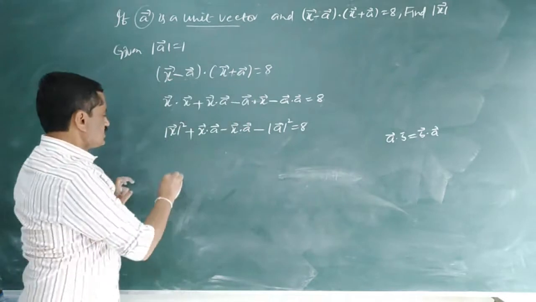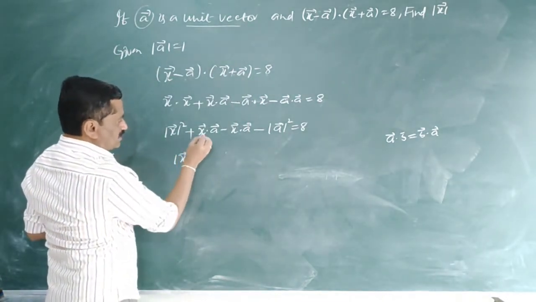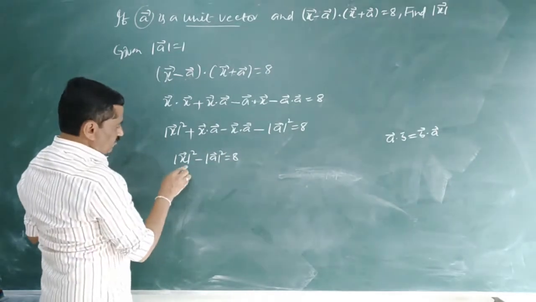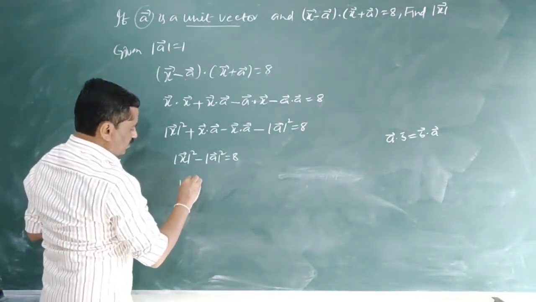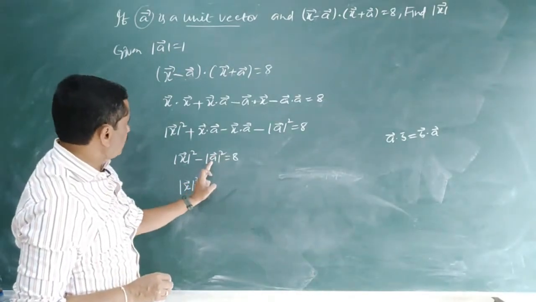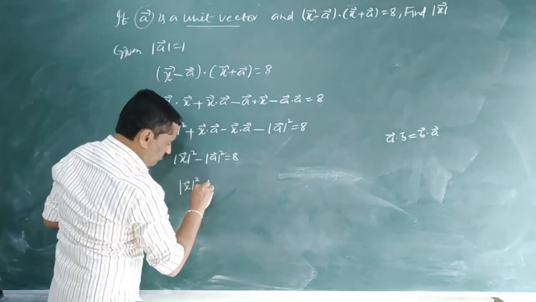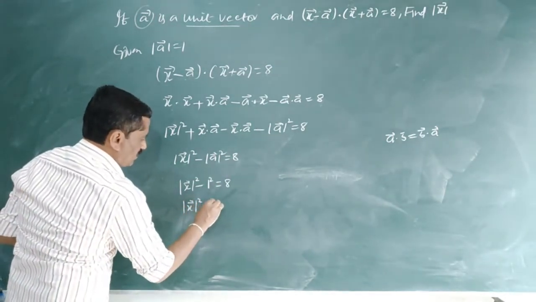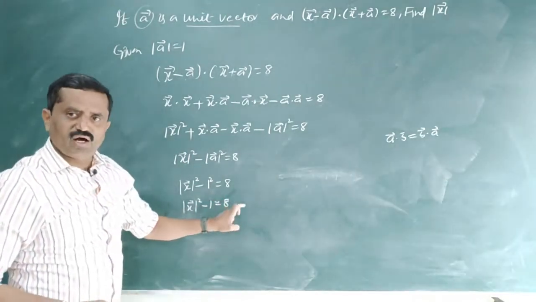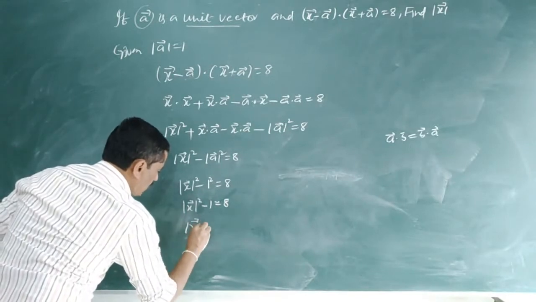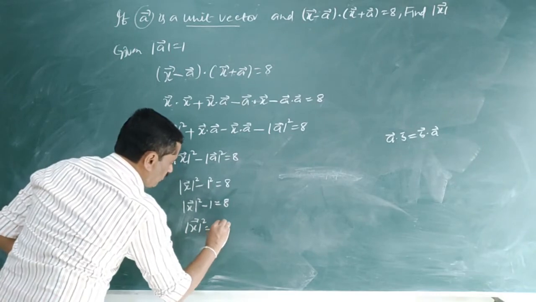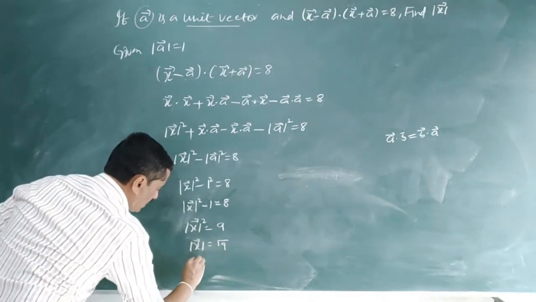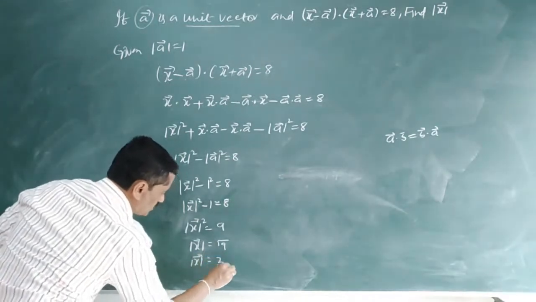Next, we have magnitude of x bar whole square, this and this get cancelled, minus magnitude of a bar whole square, that is equal to 8. Again, we need to find this value. Therefore, magnitude of x bar whole square minus, we have the value of magnitude of a bar as 1. What is 1 whole square? That is 1 itself, that is equal to 8. Again, magnitude of x bar whole square minus 1 is equal to 8. Now bring this minus 1 to RHS. Therefore, magnitude of x bar whole square is equal to 8 plus 1, we have 9. Therefore, magnitude of x bar is equal to root 9. Again, therefore, magnitude of x bar is equal to 3. So this is the value.